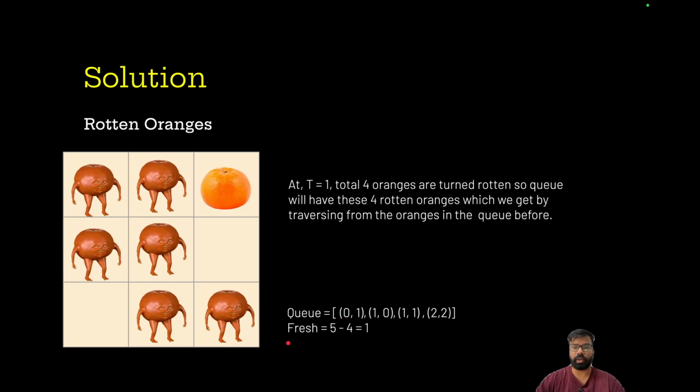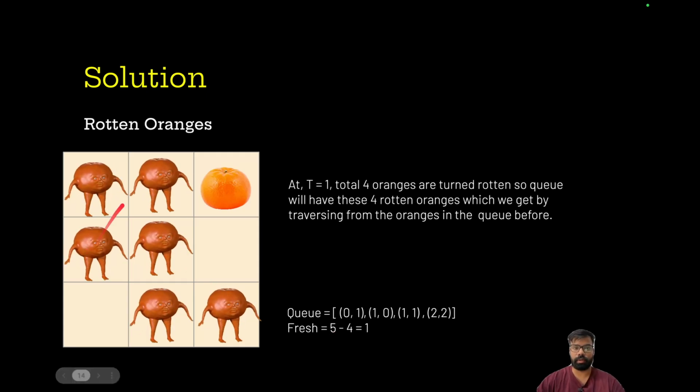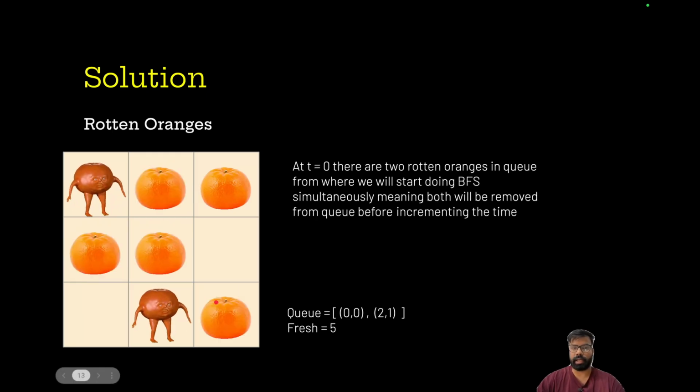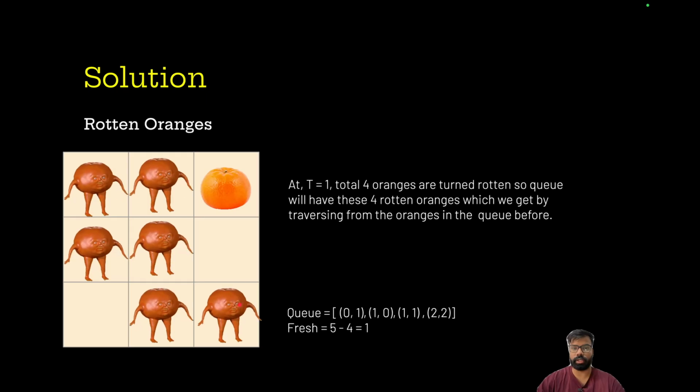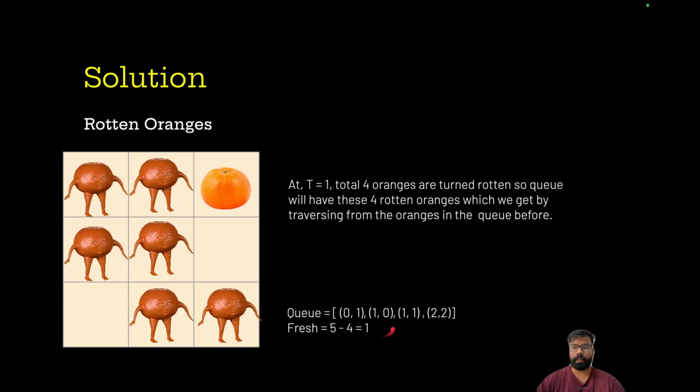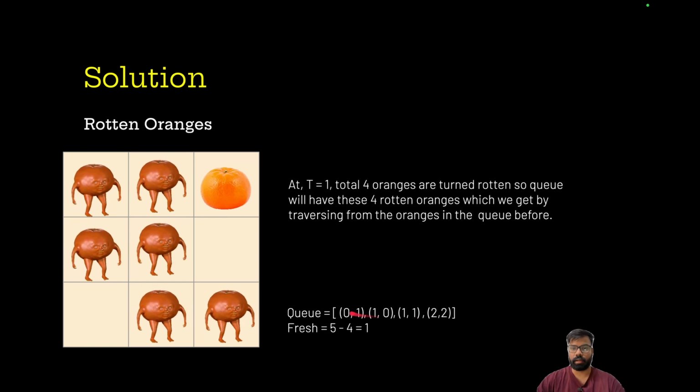Okay, so the fresh oranges are 5 minus 4, because these four, so sorry, this one, this one, and this one, they were fresh earlier, right? So we turned them into rotten oranges because they are surrounded by rotten oranges. And the total number of fresh oranges now is 5 minus 4, that means 1. Okay, now we have four different nodes, right?